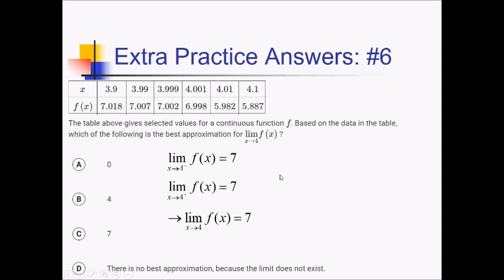Now, this is really the only realistic option if you're going to pick a number. 0 and 4 have nothing to do with the problem, really. But you might be tempted by answer choice D, no approximation because the limit does not exist. We can actually eliminate this one right off the bat, though. They told us that f was continuous. A function that is continuous is guaranteed to have a limit that exists. So therefore, we're going to have to go with answer choice C.